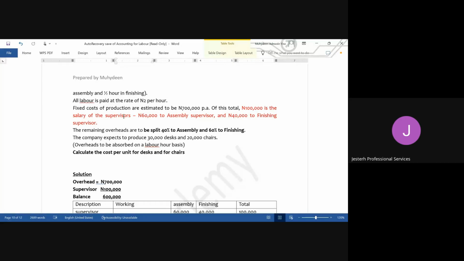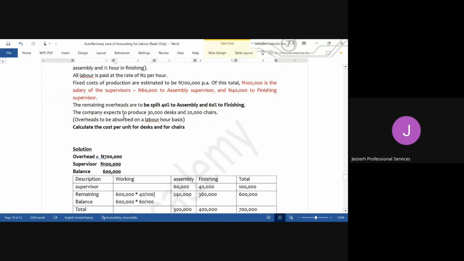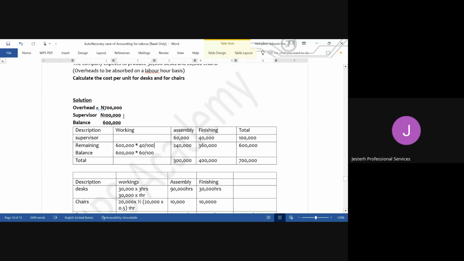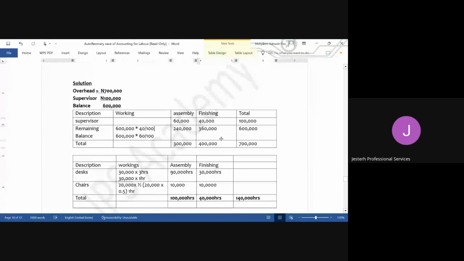But before basing it on apportionment, they tell us that the 600,000 should be divided based on the department by using certain percentages. The first percentage is 40% for assembly and 60% for the finishing department. And then what we are still going to produce is 30 and 20. So that is the reason why we come here and split this 600,000 based on the percentages that they gave us. We only split it, but we have not actually absorbed it based on our apportionment.